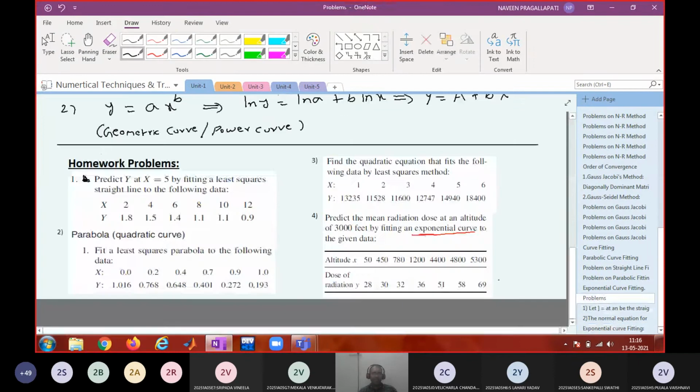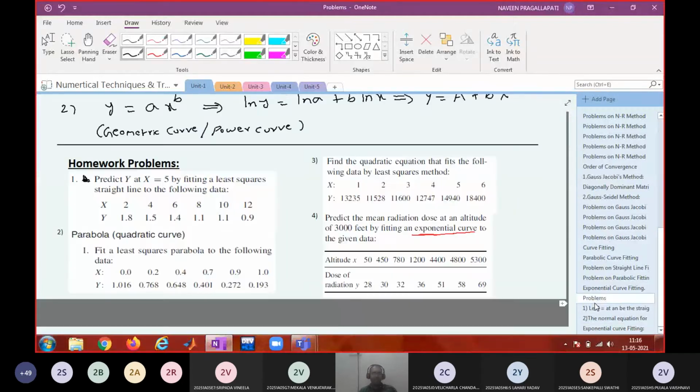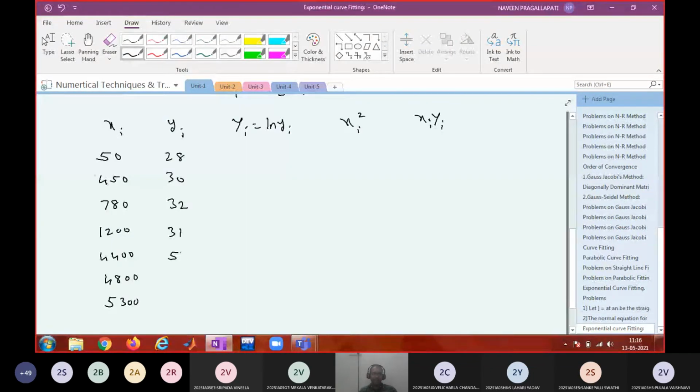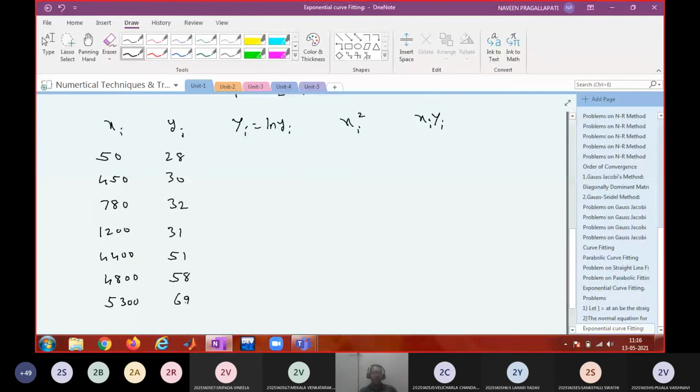What are the corresponding y values? 28, 30, 32, 36, 51, 58, 69. Use ln button in your calculator and find out these values.